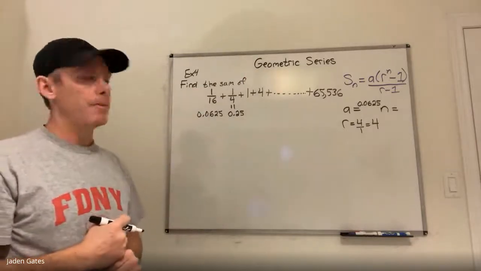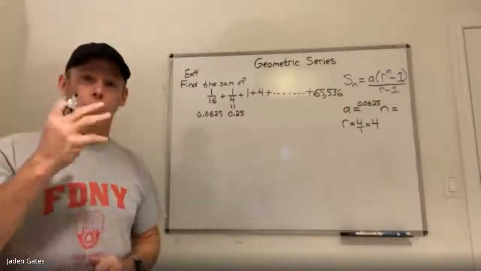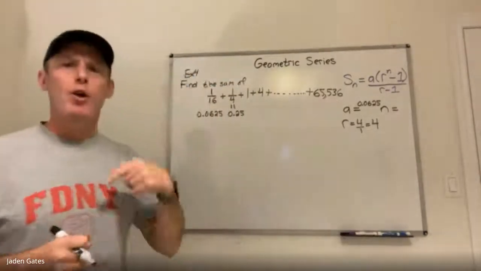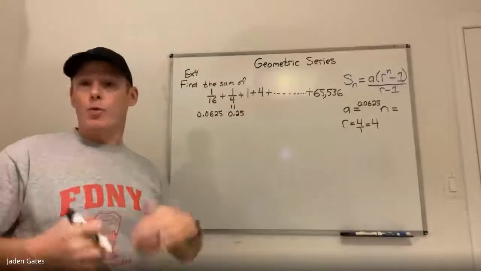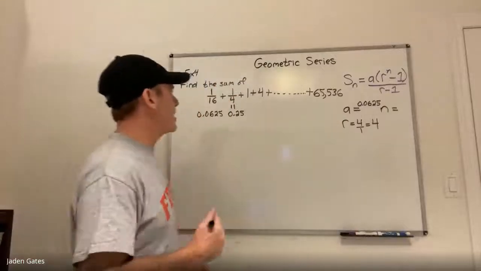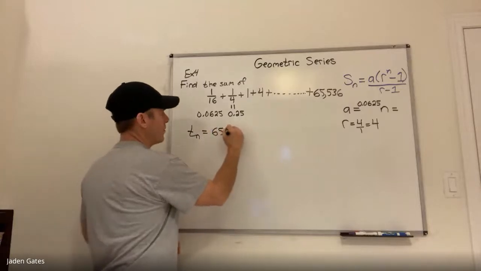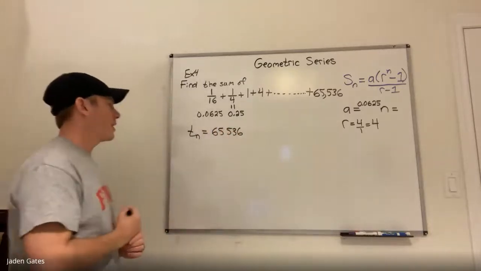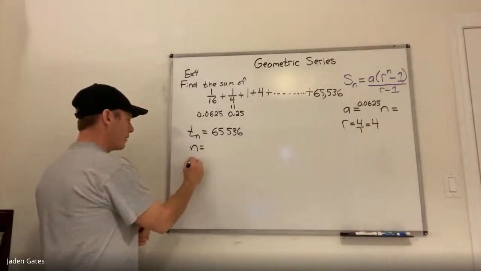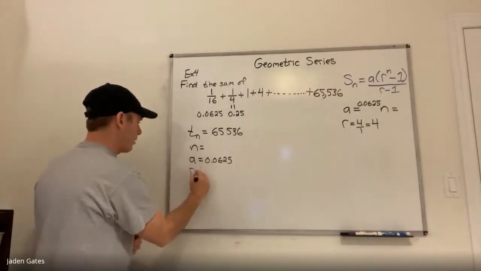Now, here's the problem. The N. I don't know how many terms there are. So that's the twist here. I've got to find out how many terms there are. Now, I do know the last term. If I figure out which term that is, say it's the 12th term, then because it's the last one, there are 12 terms. So I'm going to look at my Tn, my nth term, which is 65,536. Again, I don't know what the n value is for it. I do know A, I'm just rewriting my values from over there, and I do know my R.